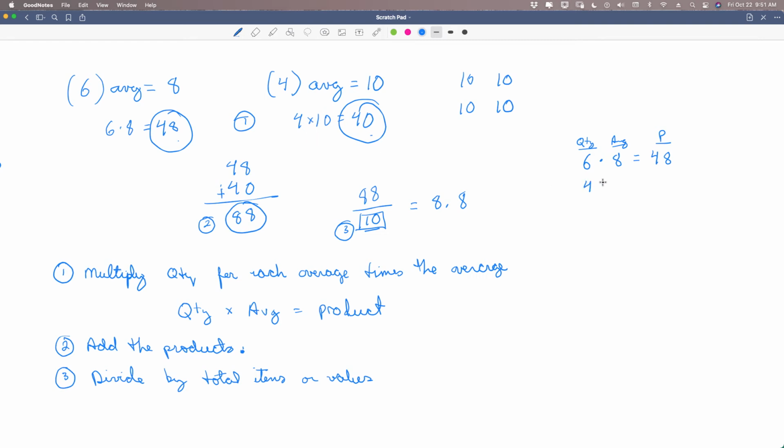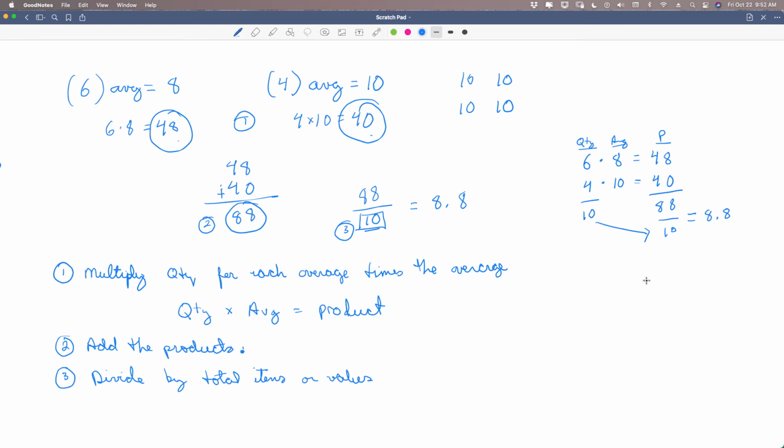Say we have 4 numbers that had an average of 10. Their product is going to be 40. So then you can take this and add it together. But you want to take the quantity and add the quantity as well. So now you need to take this number here and divide it by this number. So that goes under here. And then this would be your overall average.